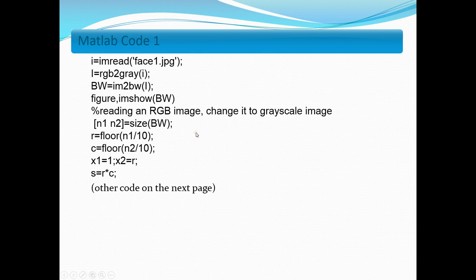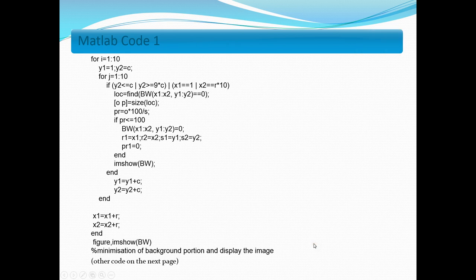The second step is to minimize the background of the image. Because the image does not only contain a human face, background is a thing that we need to think about. The background may affect the detection of the face, so we need to minimize the background portion. After this, we also will display the image after minimizing the background. Here, this part we could say is step 2 in the code.